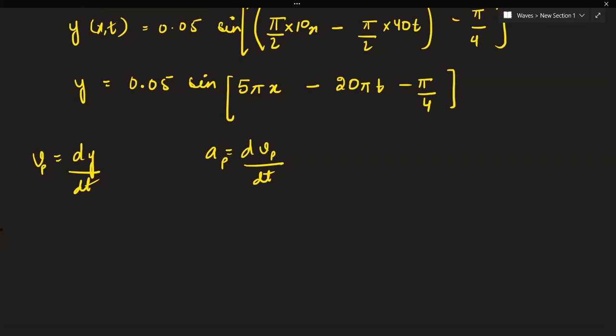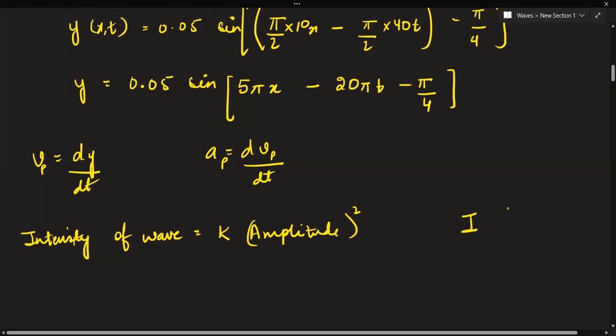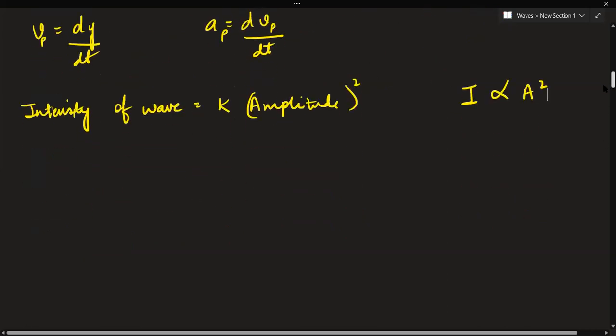Yes, ma'am. Okay. Just in case you have to calculate the intensity of the wave, a constant will get multiplied by the square of amplitude. How have I written this? Intensity is directly proportional to the square of amplitude. So when we remove this proportionality sign, we get a constant.